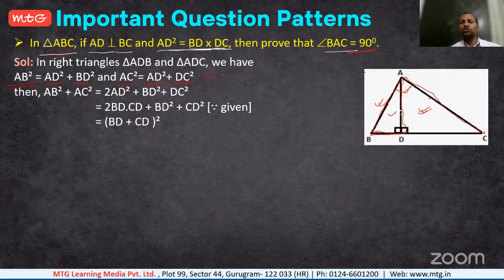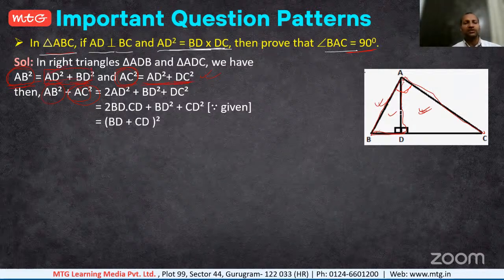Okay, so these two relations we can establish, fine. Now we will add both equations, LHS and RHS. Here it is AB square and this is AC square, so both we have added. RHS also we have to add, that is AD square plus BD square, and here also AD square plus DC square.